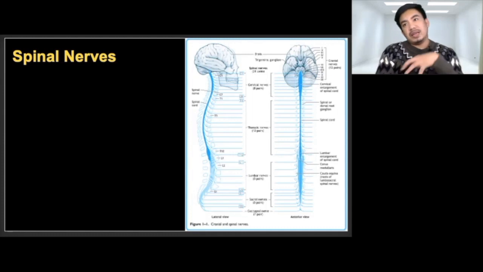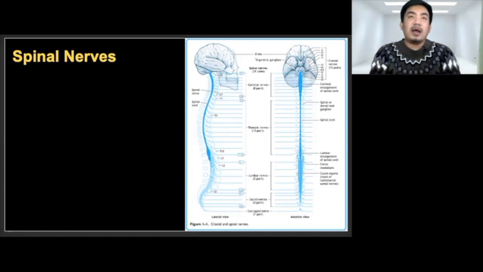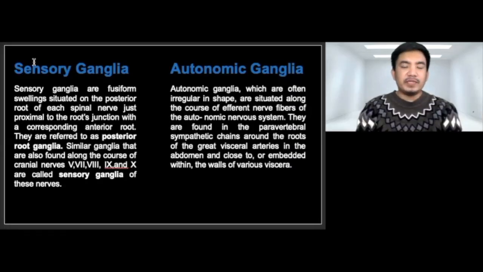So let us also note that there are 8 cervical nerves and only 7 vertebrae, and that there is 1 coccygeal nerve and there are 4 coccygeal vertebrae. We also have here our sensory ganglia and the autonomic ganglia.